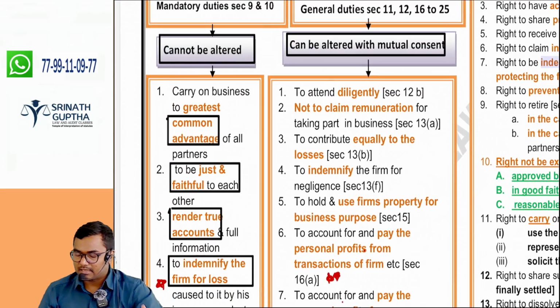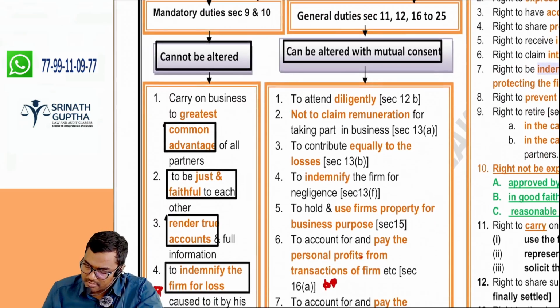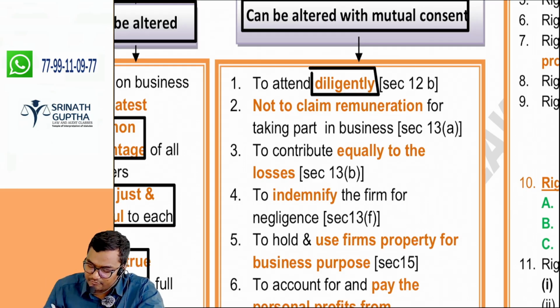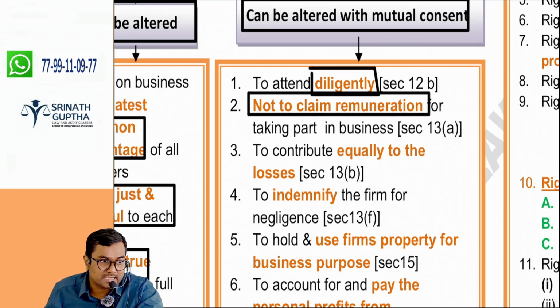Next are the general duties, which can be altered by mutual consent of the partners. First, to be diligent: every partner has to attend the duties diligently, that is carefully. Not to claim remuneration: no partner is eligible to get remuneration unless the agreement provides. Partners can take the profits, but not a salary. So this can be altered with mutual consent. A partner is eligible to get a salary if the agreement provides, otherwise not.